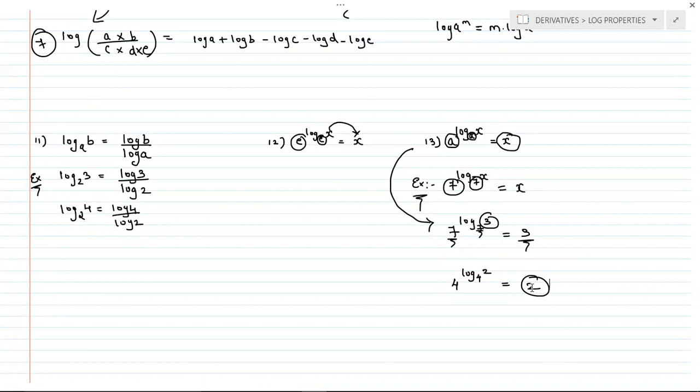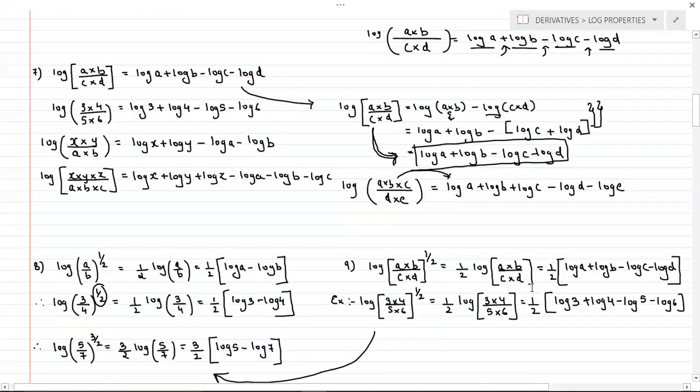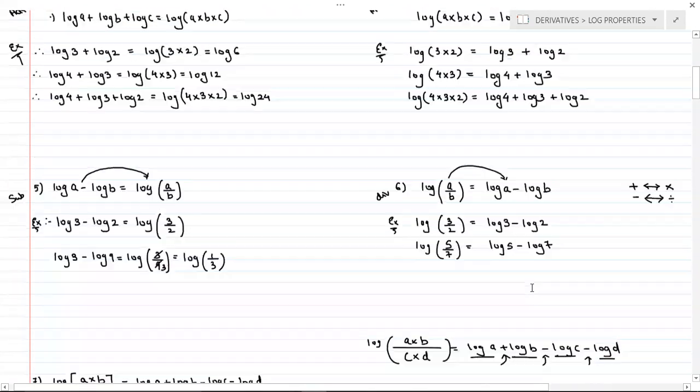So here the challenging part is what? The 13 formulas are very easy to learn. The challenging part is which formula to use, where, and for which particular sums. That is very important. So this is all about the properties based on the logarithm.